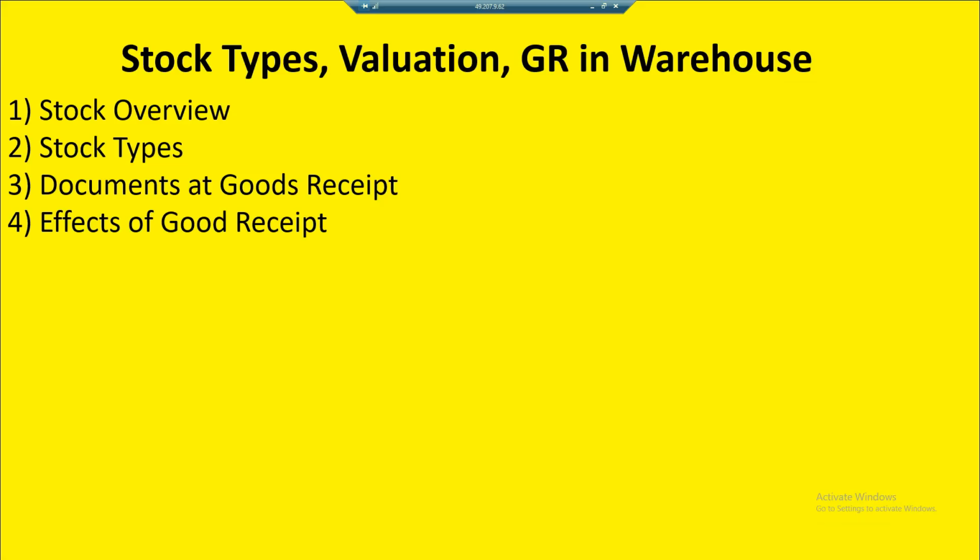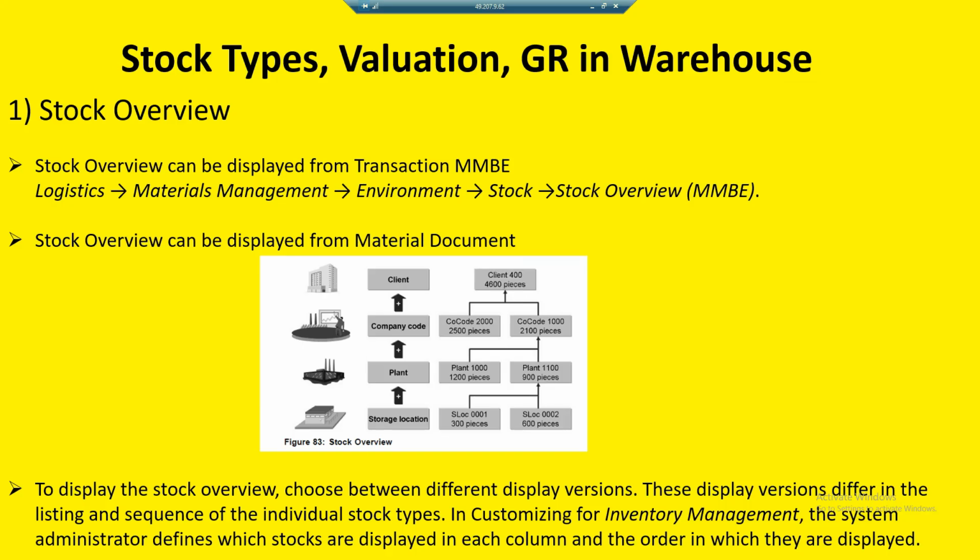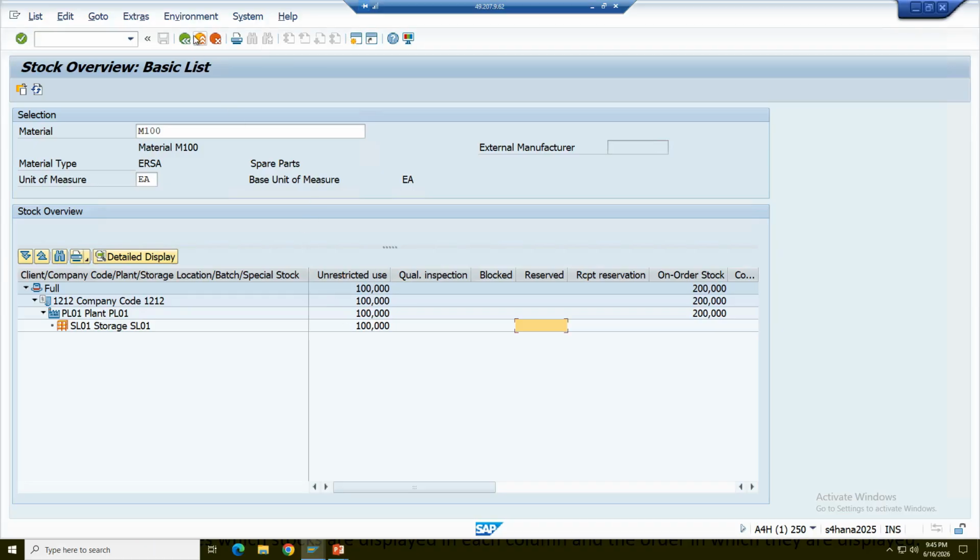We will see stock overview, stock types, documents at goods receipt, and effects of goods receipt. Stock overview we can see using transaction code MMBE. Let us go to transaction code MMBE.